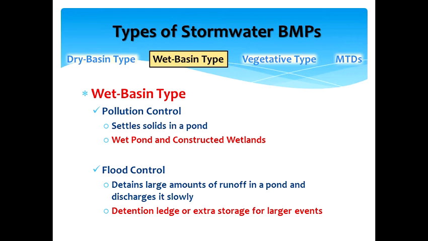A Wet-Basin type BMP can also be designed to have extra storage space above the normal water surface level to provide temporary storage of stormwater runoff and later release it slowly as a means to provide flood control. Wet-Basin type BMPs include wet ponds, constructed wetlands, and subsurface gravel wetlands. It should be noted that the required pool can be a safety issue.